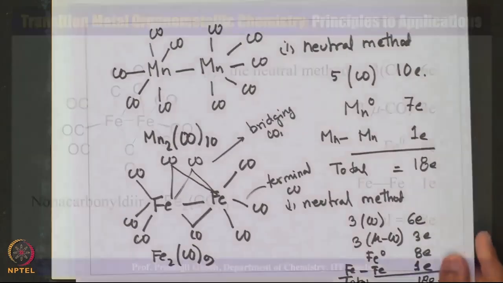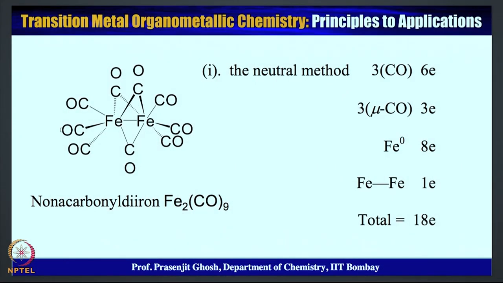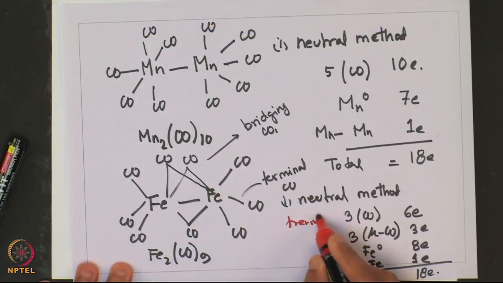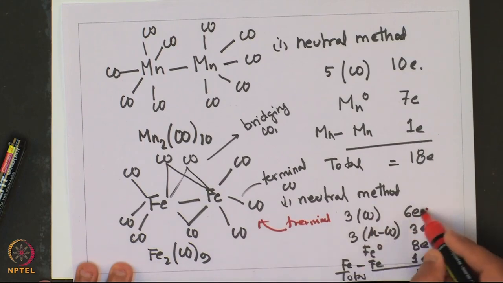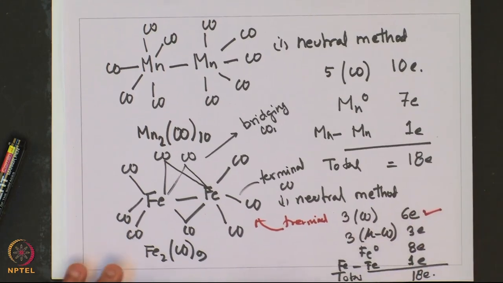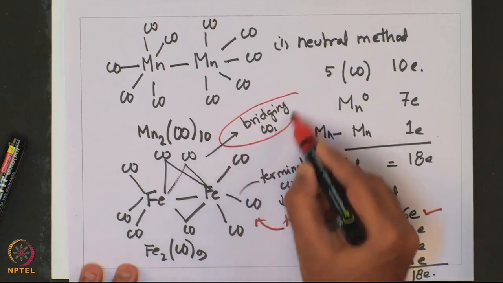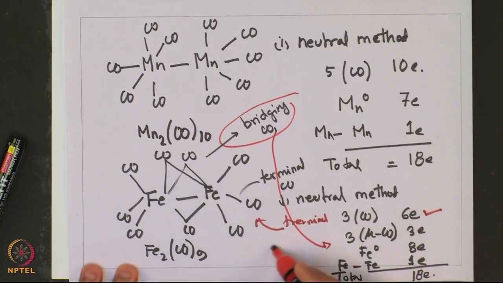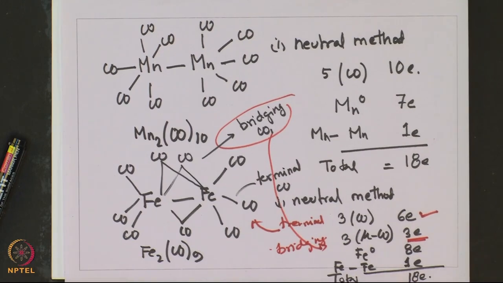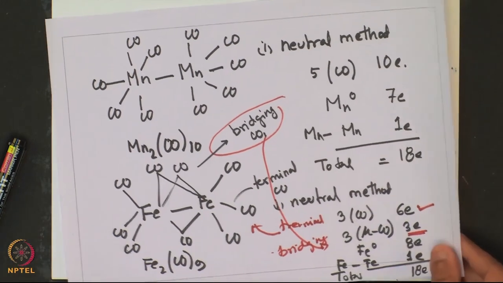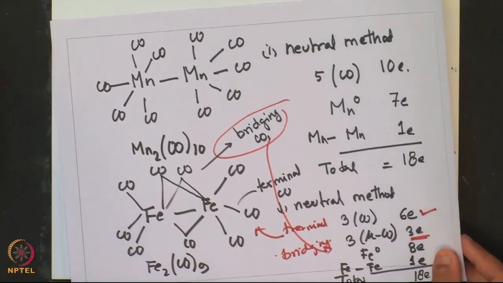So, what we see is that ligands contribute differently as they bind. For example, when the CO is terminal, like in a situation like this, they contribute 2 electrons, 3 of them providing 6 electrons, and when CO is bridging, as in the case over here, they provide a single electron. So, depending on how carbonyl binds to the metal, the number of electrons it donates to the metal changes.